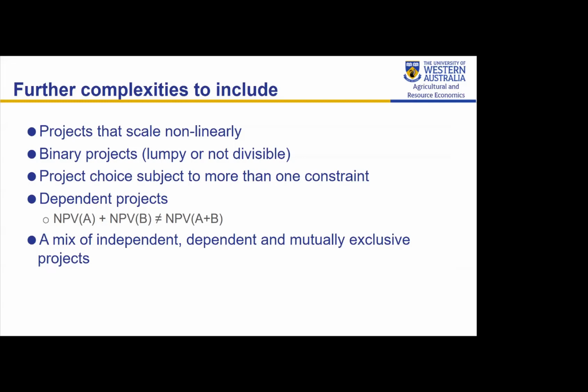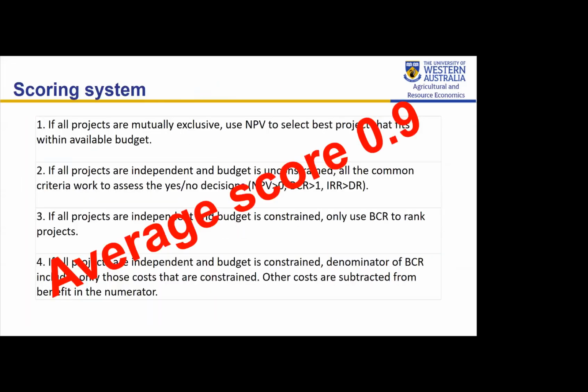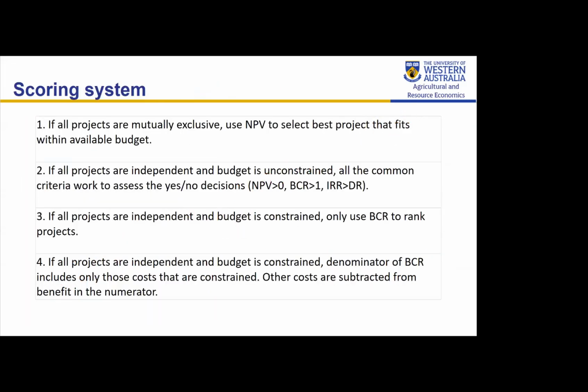Yes? Quick question. Does this mean that they're not being that explicit, or that they're actually wrong in what they recommend? There's 2 different. Yeah, so some of them are actually outright wrong, and some of them just don't say, right? The way I worded that was quite specific. I said, they will get a point if they say that if all projects are independent and the budget is constrained, only use BCR to rank the projects. If they don't say that, they don't get a point, right?